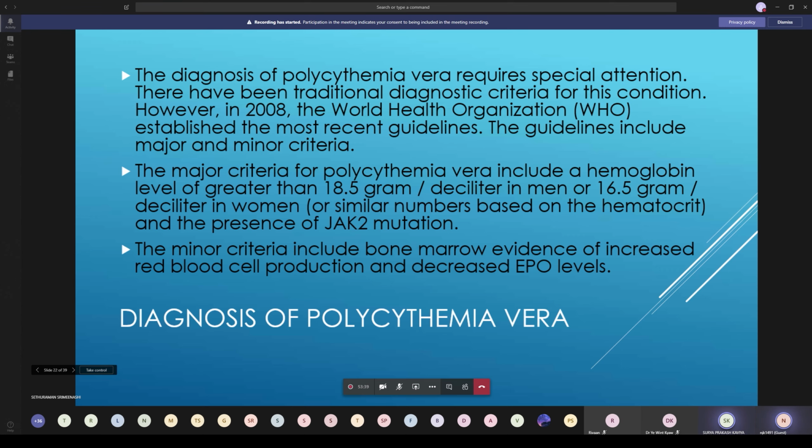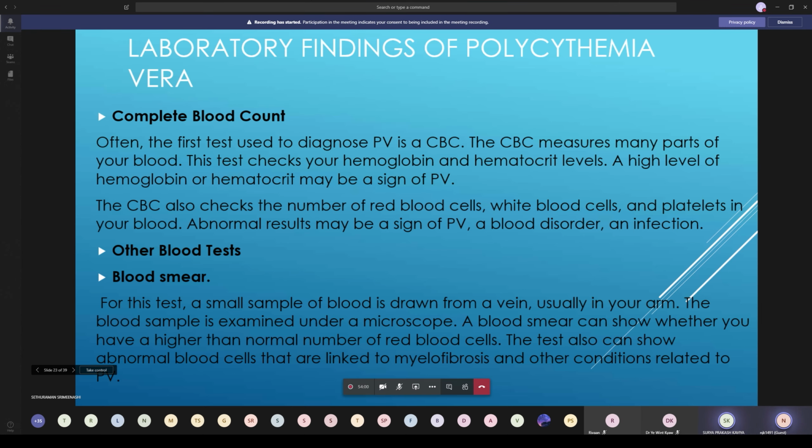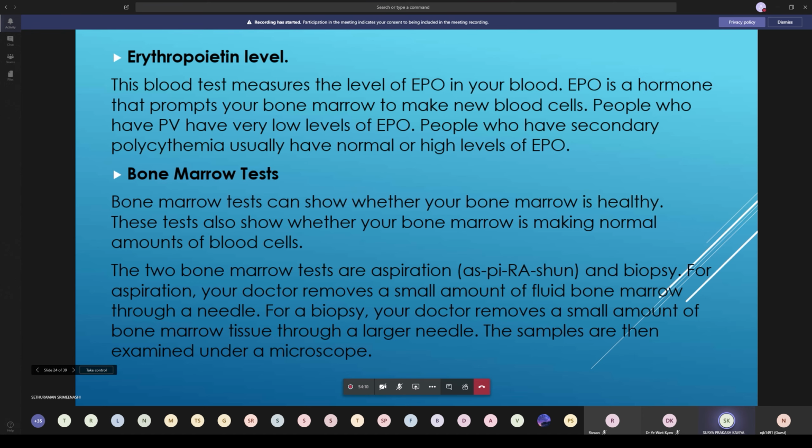To diagnose polycythemia vera, your doctor will perform a test called complete blood count to see if your number of blood cells is higher than normal. Your doctor may also test your blood to look for amounts of a hormone called erythropoietin. Lower than normal levels of this hormone can be a sign of polycythemia vera. And the laboratory findings of polycythemia vera include complete blood count tests, other blood tests like blood smear tests, erythropoietin level we have to check, and bone marrow tests.